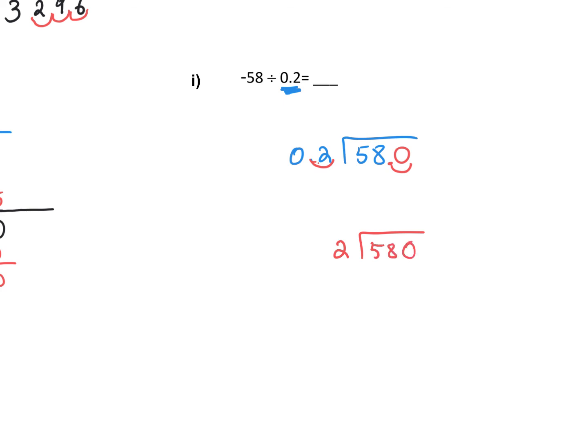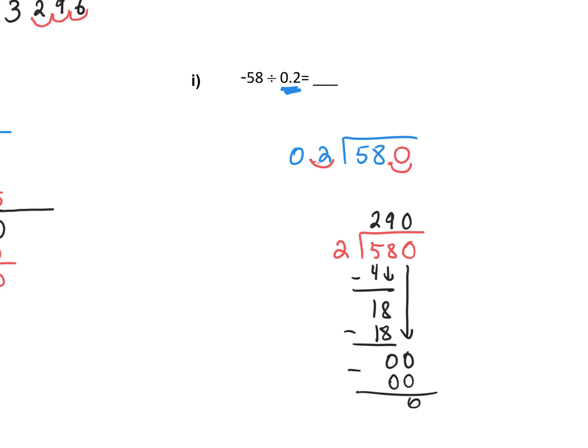Here, I'm going to go ahead and do my division. It goes in 2 times. I'm going to subtract, bring that 8 down. 2 goes into 18 9 times. 2 times 9 is 18. A 0, bring another 0 down. 290. And remember, this is a negative divided by a positive, so my answer is a negative.